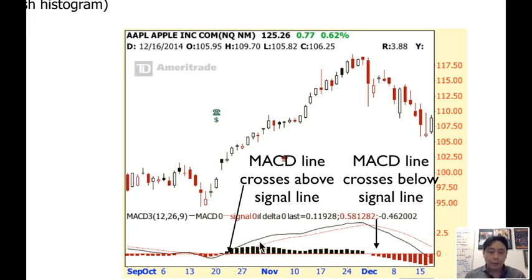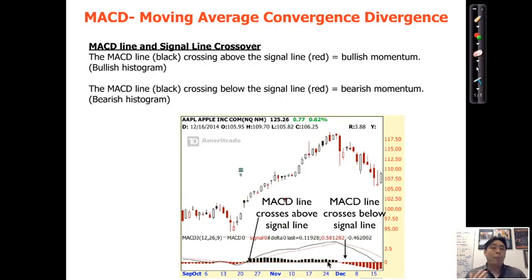Okay, now notice when the black line is above the red line, we have the MACD bullish histogram. And when the MACD line crosses below the signal line, we have the bearish histogram. So you can either look at the two lines or the histogram. Okay, they both tell you the same story. Basically, when the histogram is bullish, momentum is bullish. When the histogram is bearish, it's red, momentum is bearish.